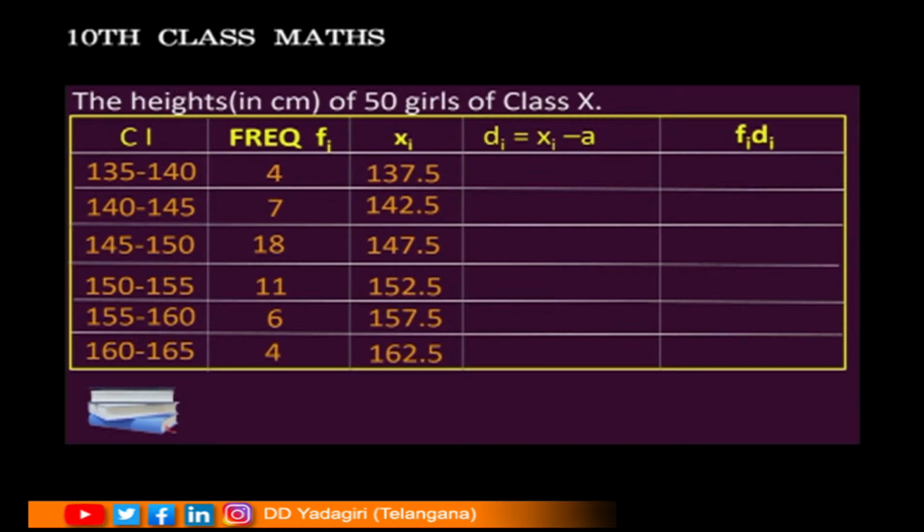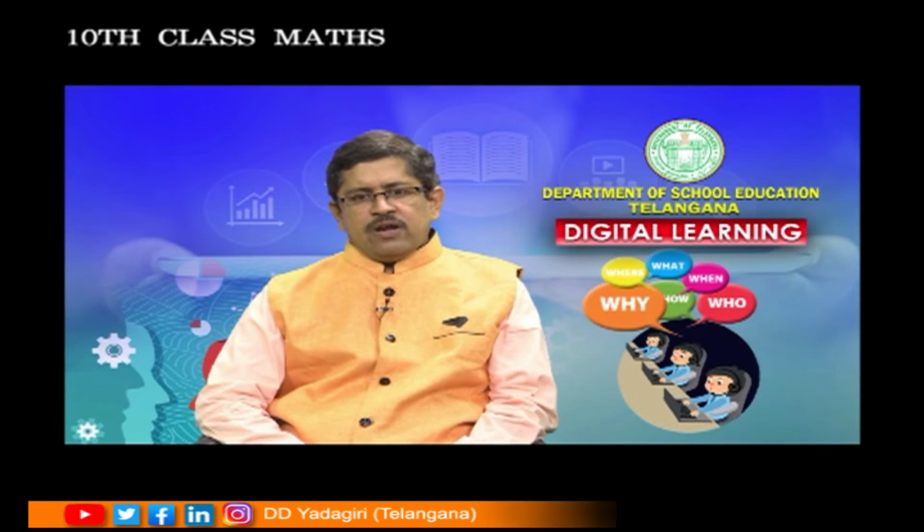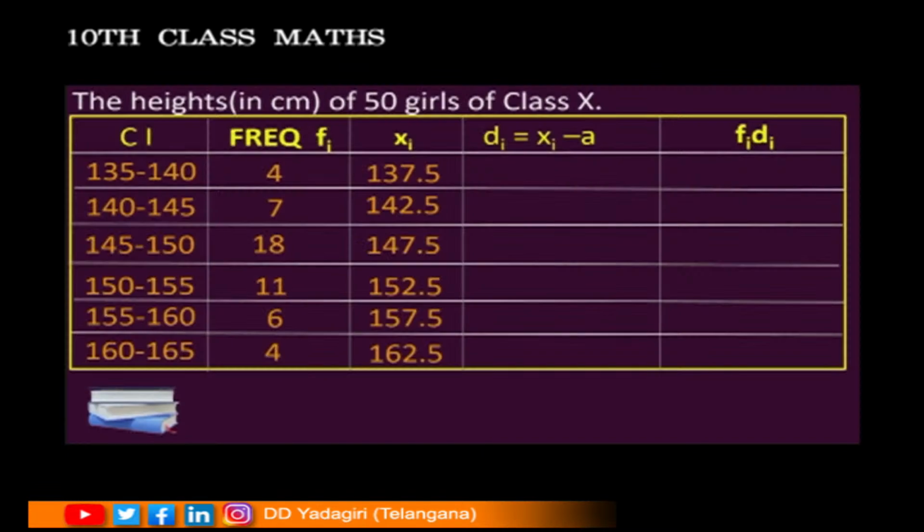Now we are going to make an assumption of mean. So the rule says that you are going to assume one among these values of xi as the assumed mean. It is not compulsory that you take a particular value here, we can choose any value, but it is always convenient to choose one of the middle values. So here you are having the values of xi moving from 137.5 to 162.5. So you can have any of the middle values as assumed mean. Either you can take a is equal to 147.5 or a is equal to 152.5, or any other value also you can take. Here we have taken the value of a as 147.5.